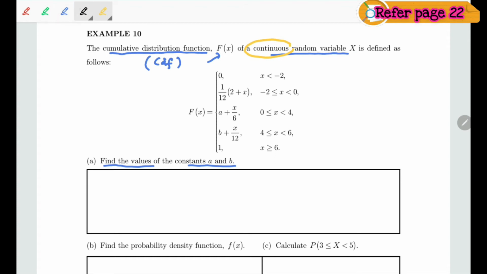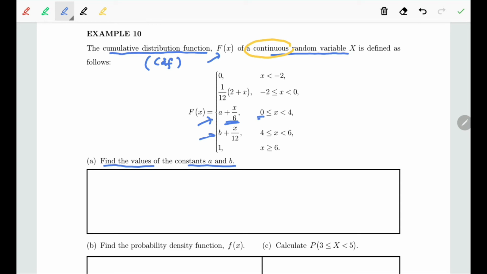So in order to do that, just check the given function. Since this is the a and this is the b, to find out the a, we can substitute the value of 0 or the value of 4 into the CDF function f of x. I'm going to substitute the value of 0. If you choose to substitute the value of 0 into the function f, it means that we have to substitute the value of 0 also into the function before that, the second function.